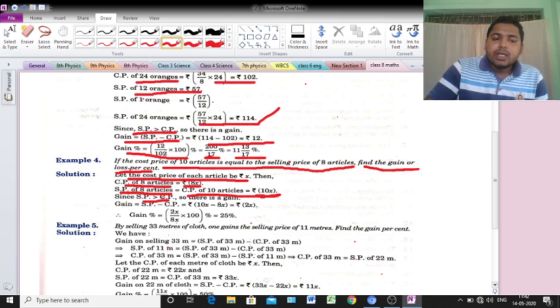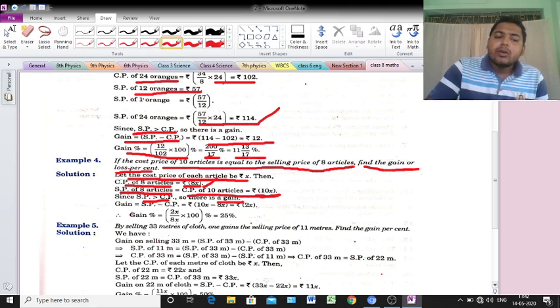Clear or not? SP of 8 articles is rupees 10x and CP of 8 articles equals rupees 8x. So that's why SP is greater than CP. Clear? Why greater than? Because SP of 8 articles equals rupees 10x and CP of 8 articles equals rupees 8x. So SP is greater, that means profit, or gain, will come.